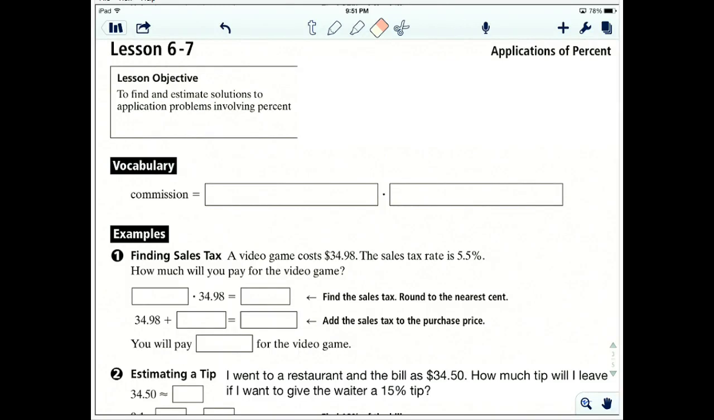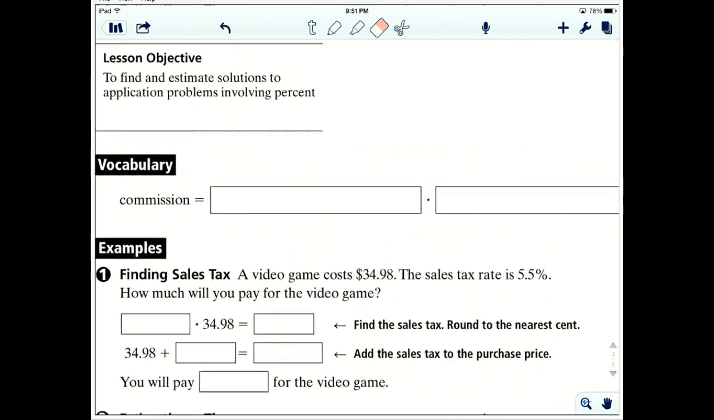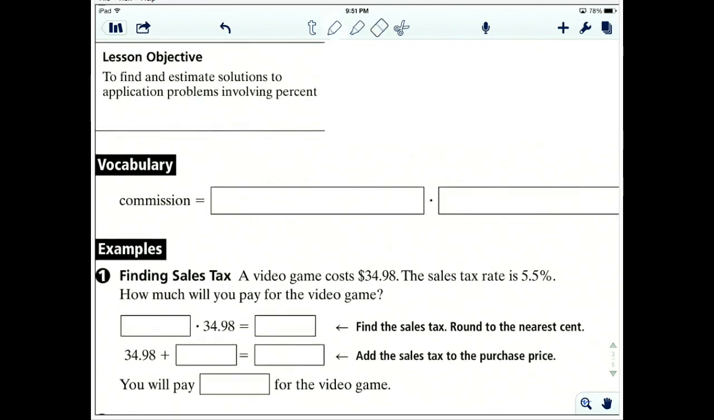This video is going to be on using proportions to find problems where we have tax, tip, and commission. And the first thing we need to talk about, guys, is what is commission? Okay, so add these to your notes.